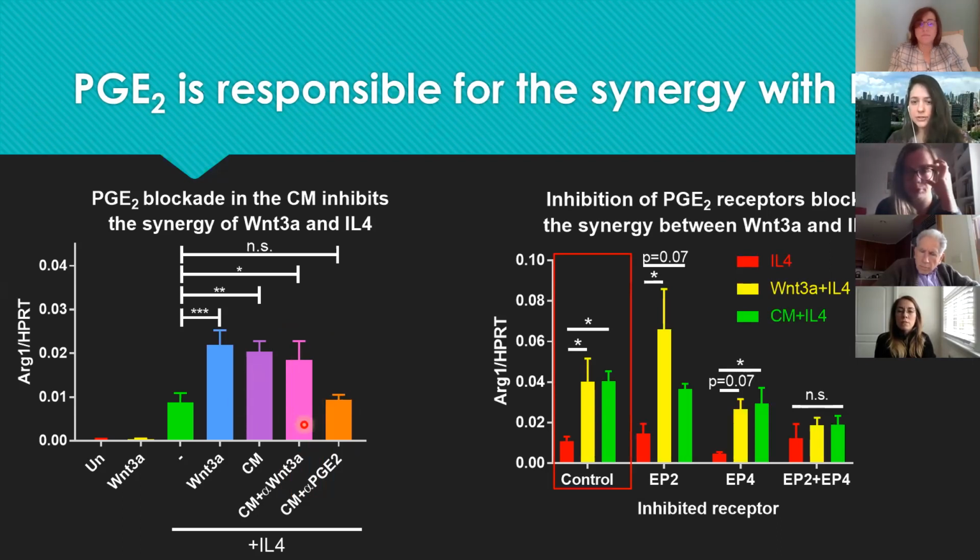In a reciprocal experiment, we blocked the receptors for PGE2. So here again, in control cells, we can see the enhancement of IL-4 response when treated with Wnt or with Wnt conditioned media. We actually saw the same enhancement if we blocked the EP2 receptor or the EP4 receptor, but this enhancement was abrogated in cells that were inhibited for both the EP2 receptor and the EP4 receptor.